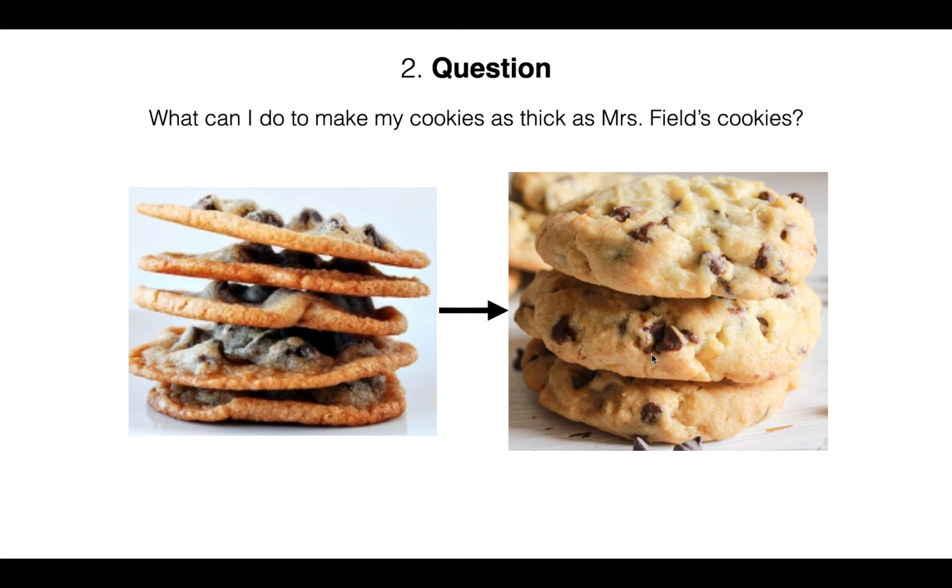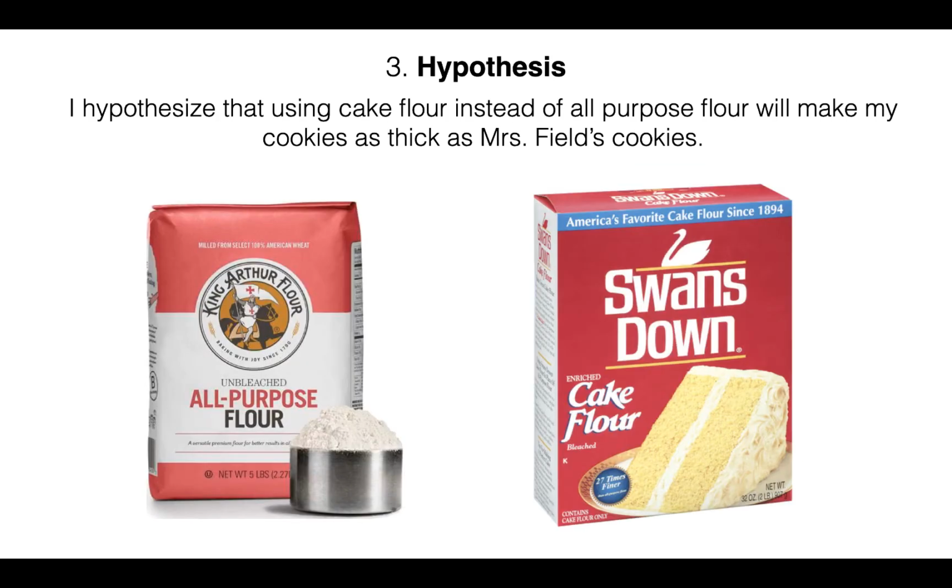So now we have ourselves a question, and before we start experimenting, before we start doing anything, we have to do some literature research, look into recipes, look into ingredients and the purpose of those ingredients. Because eventually, before we actually start an experiment, we have to make a hypothesis, our best guess answer to our scientific question.